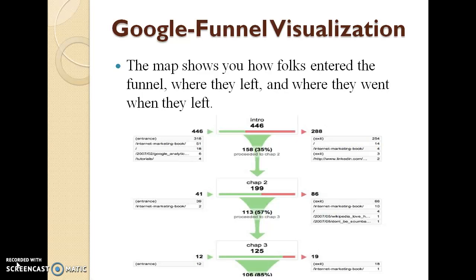From this 199, only 57% of this 199, like 113 people, were entering into the next sublink, that is chapter 3. 86 were left out from chapter 2. The same thing that happened in chapter 2 happens in chapter 3 also. 12 users from some other source are entering into this chapter 3 sublink without using the main top link navigation, which comprises 125 members.